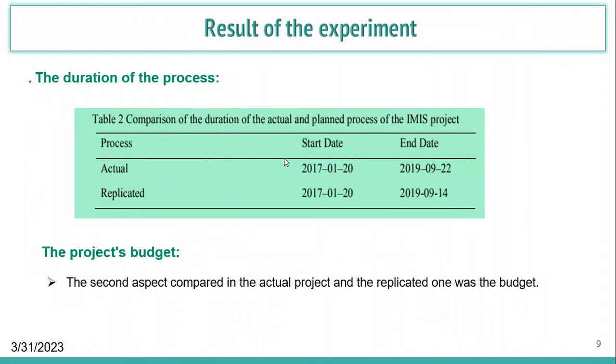Here is the result of the experiment. There are two types of results: the duration of the process and the project budget. For the duration of the process, there are two processes, the actual process and the replicated one, with a start date and an end date. The project budget is the second aspect compared, between the actual project and the replicated one.